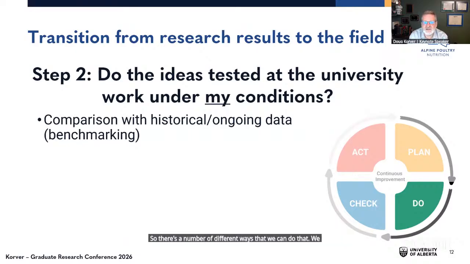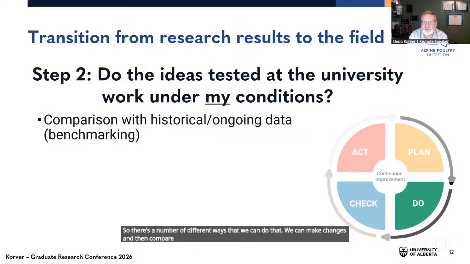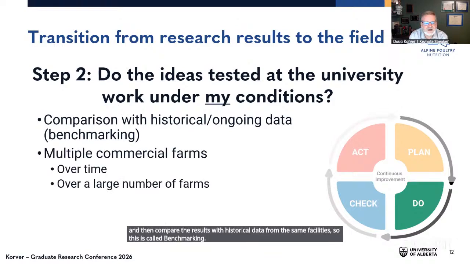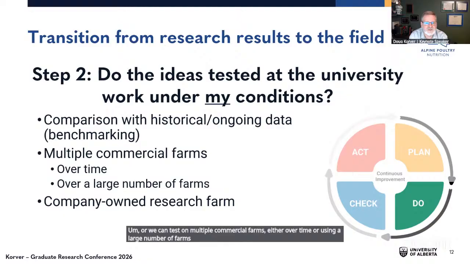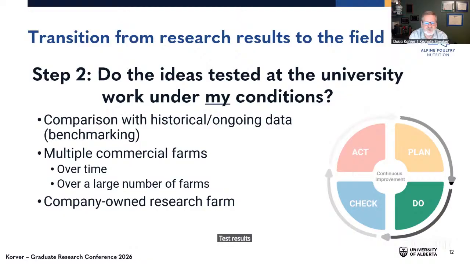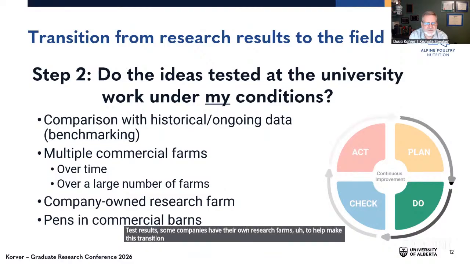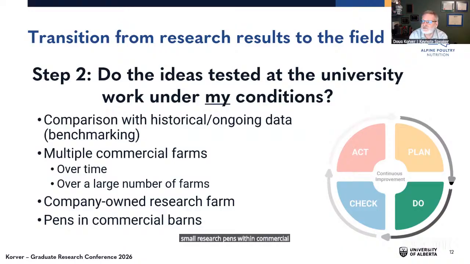We can make changes and then compare the results with historical data from the same facilities. So this is called benchmarking. Or we can test on multiple commercial farms, either over time or using a large number of farms. Some companies have their own research farms to help make this transition. And then there's also an approach of using small research pens within commercial barns and commercial flocks.